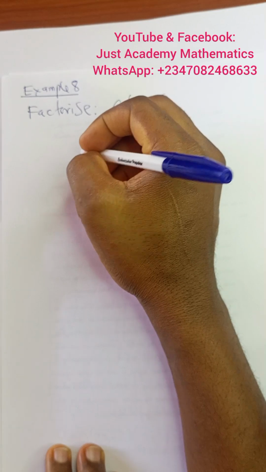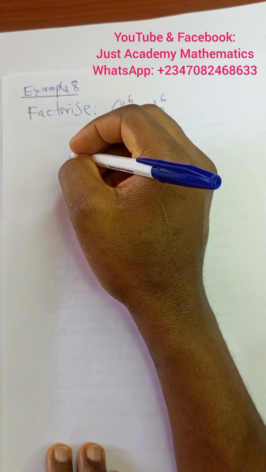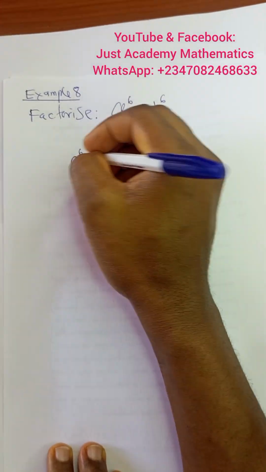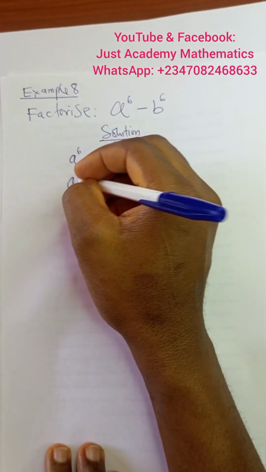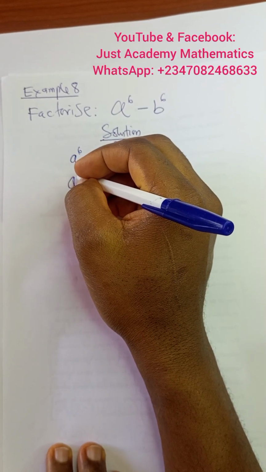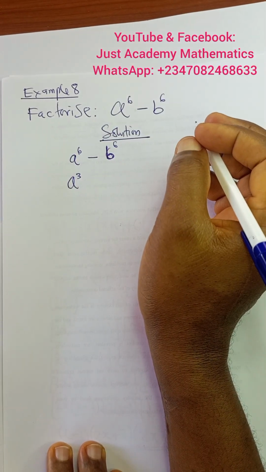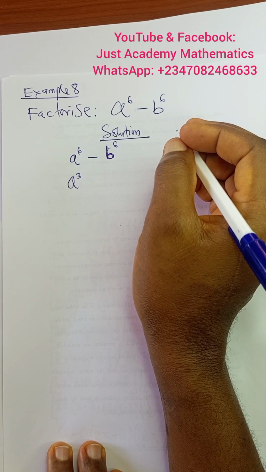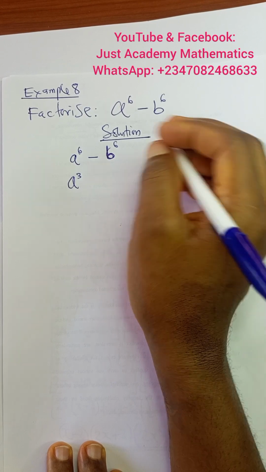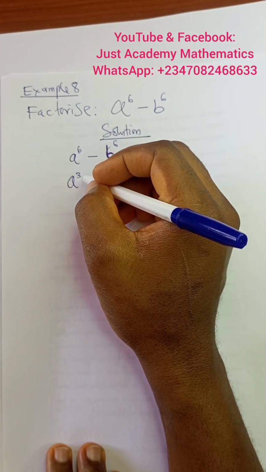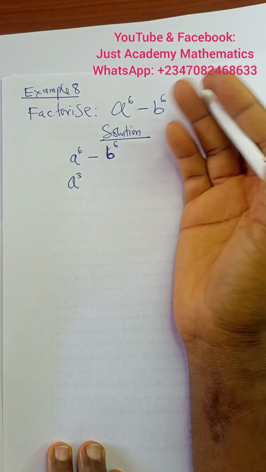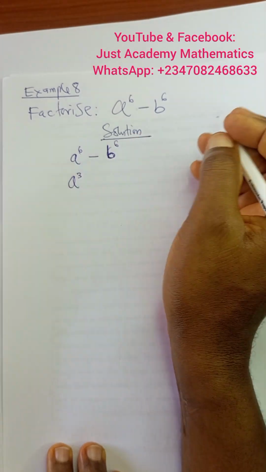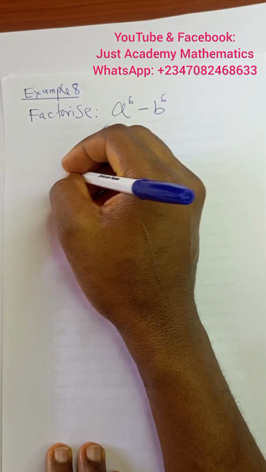But first, we can step this down. This a raised to the power of 6, b raised to the power of 6, we can rewrite as a raised to the power of 3, or, any of them will work, but let me work with a raised to the power of 2 raised to the power of 3. Any of them you follow will work anyway. If you say a raised to the power of 2, then raised to the power of 3, that is cool. And if you say a raised to the power of 3 raised to the power of 2, that will still work.